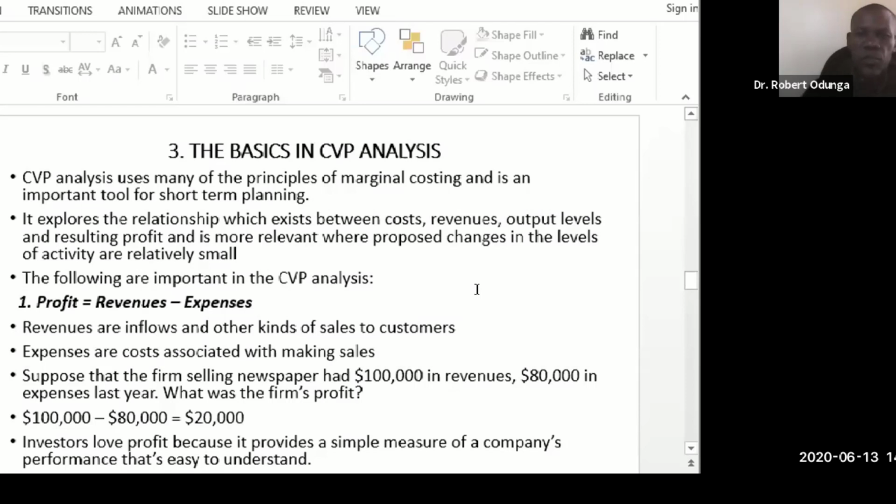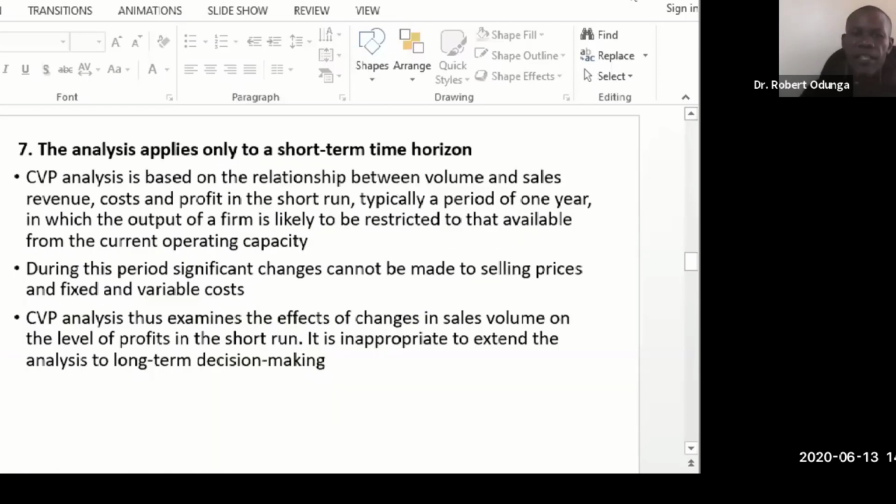Before we go into the basics, I want us to probably give some comments or contributions towards the CVP analysis introduction. We have looked at the assumptions which need to hold for the model to work. Any comments? Questions? Are you with me? Yes, yes, we are. Any comments, questions?